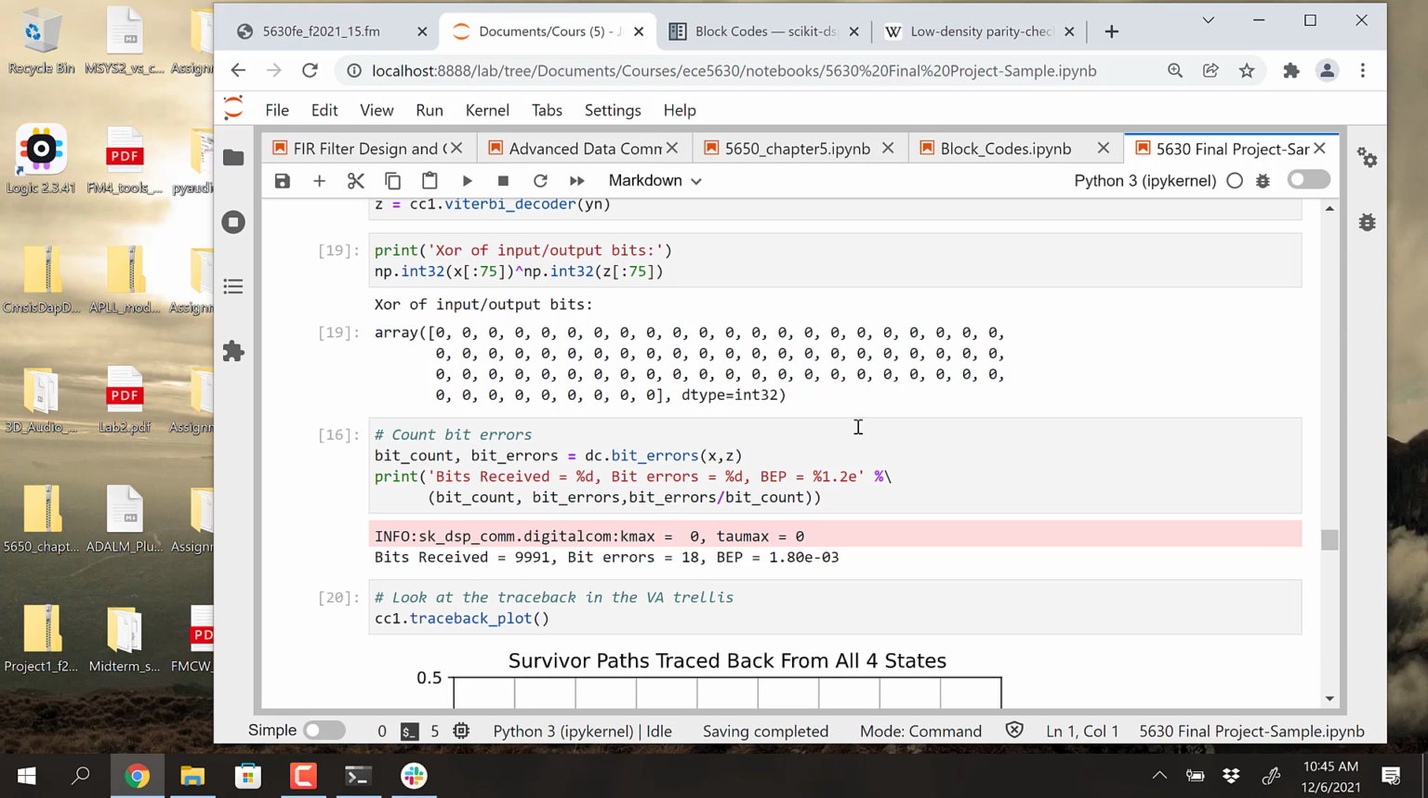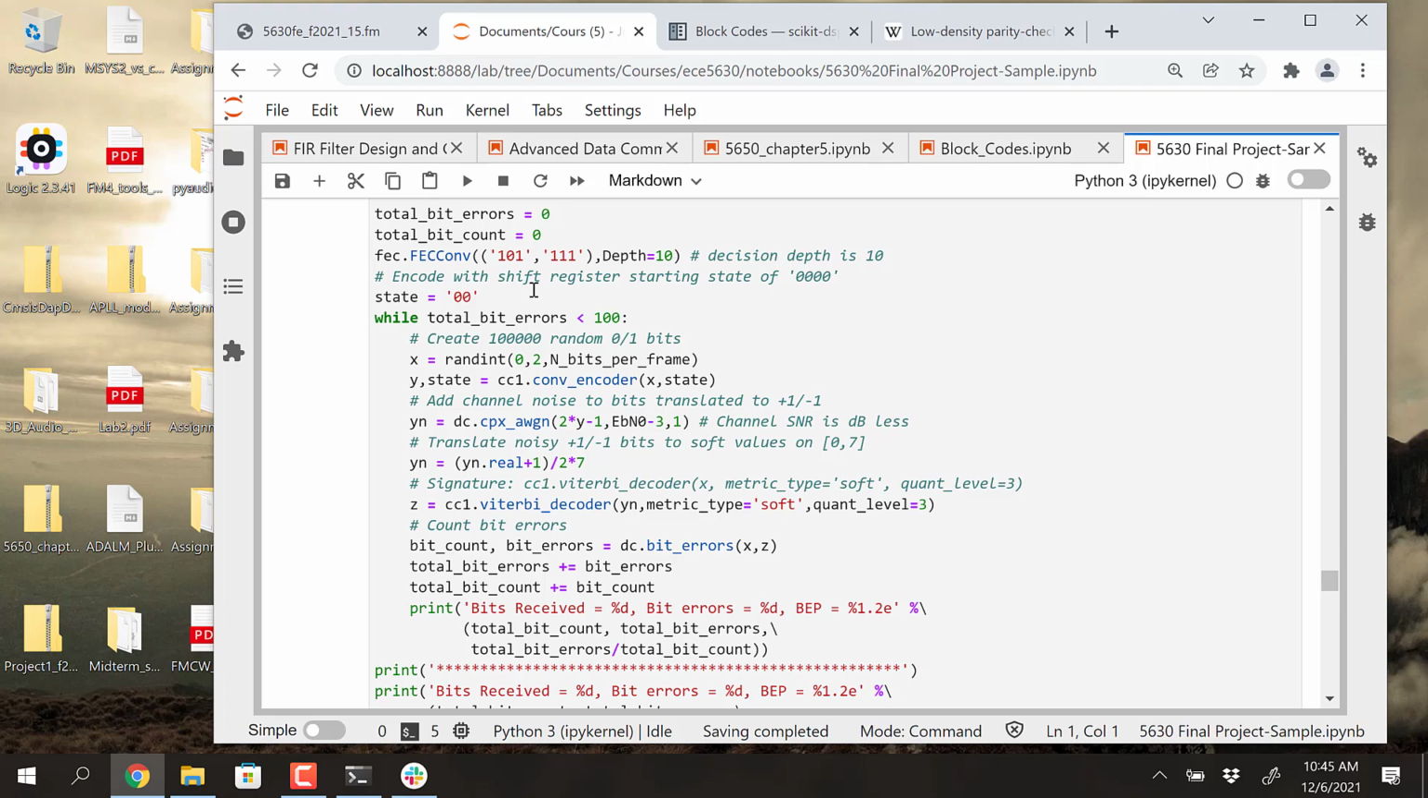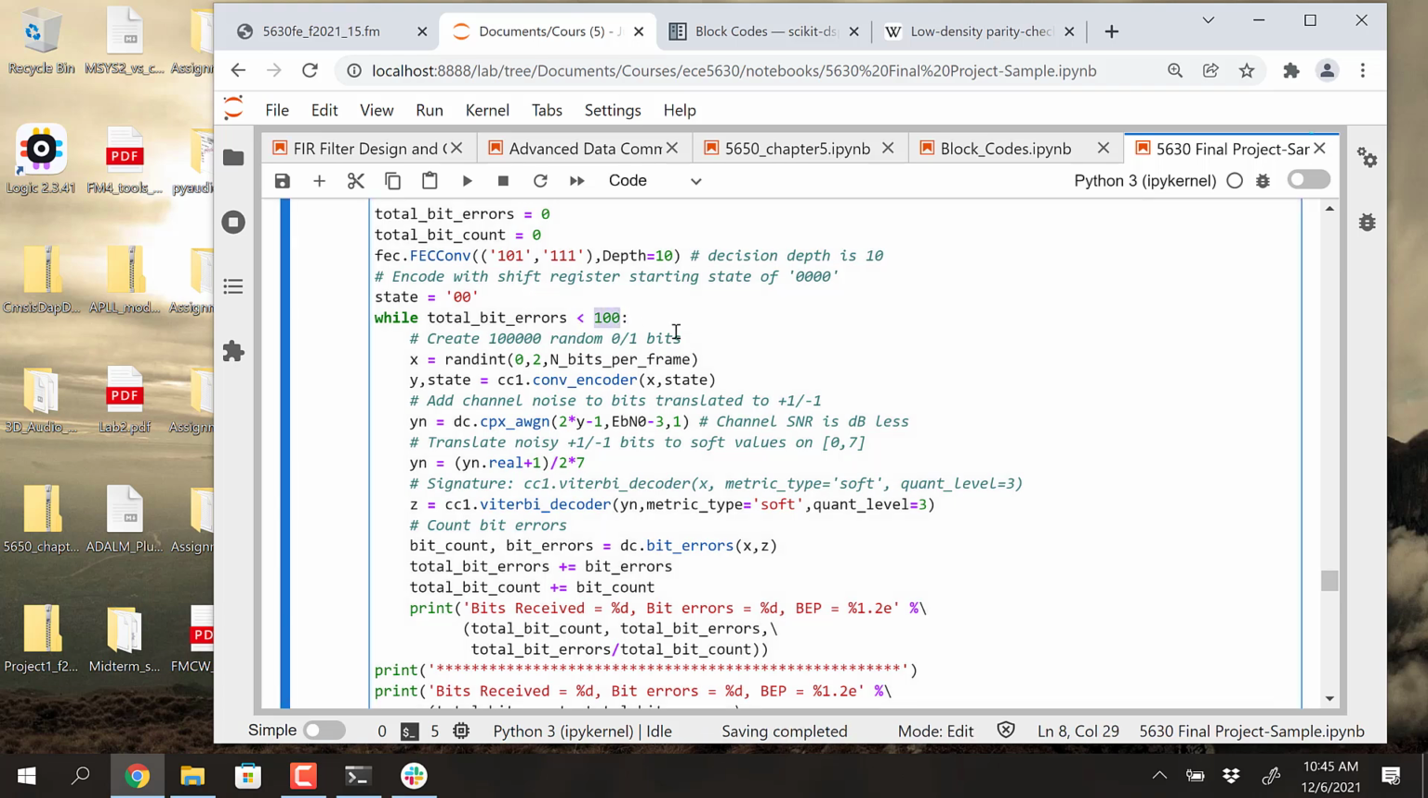So you can start with 100, but I don't remember what I did in here. I'm pretty sure I gave you sample code down here with the while loop. Yeah, I did run these with 100 though. So this was the code we were looking at earlier for convolutional codes.